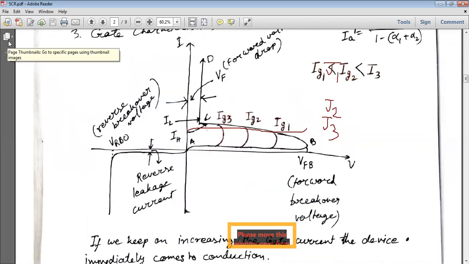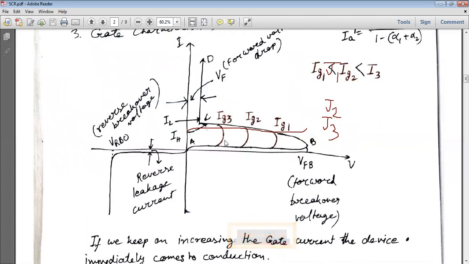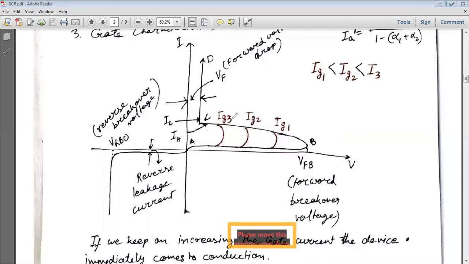Now in this curve, you can see that there are several lines. Can you observe this? There are several lines. So what is the indication of these lines? These are the different lines. Why are these lines given?